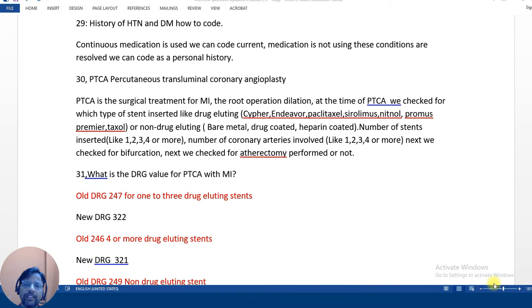So basically what is the difference between drug-eluting and non-drug-eluting stents? It is simple. Drug-eluting stents will release the drug into the arteries, whereas non-drug-eluting stents will not deliver any type of medication into the stent.